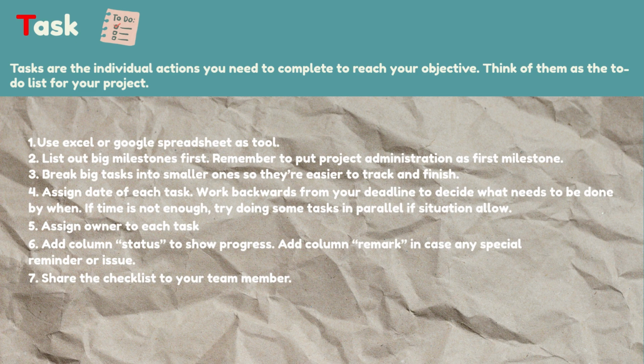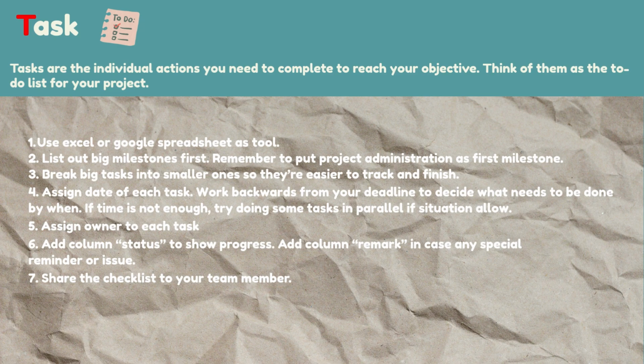Number 1, use Excel or Google Spreadsheet as a tool. Number 2, list out big milestones first. Remember to put project administration as the first milestone. Number 3, break big tasks into smaller ones so they're easier to track and finish. Number 4, assign a date to each task. Work backwards from your deadline to decide what needs to be done by when. If time is not enough, try doing some tasks in parallel if the situation allows.